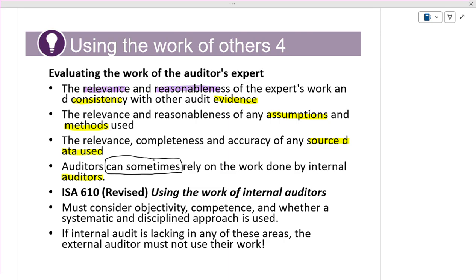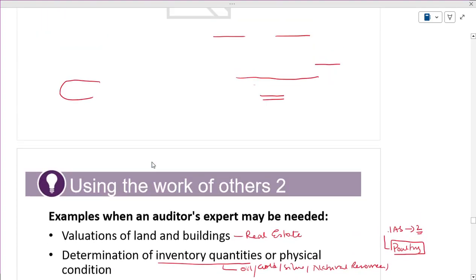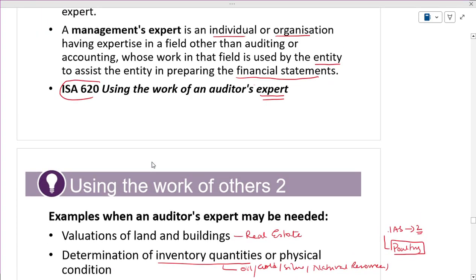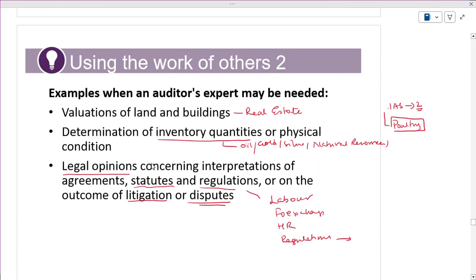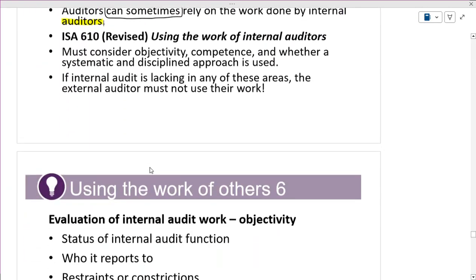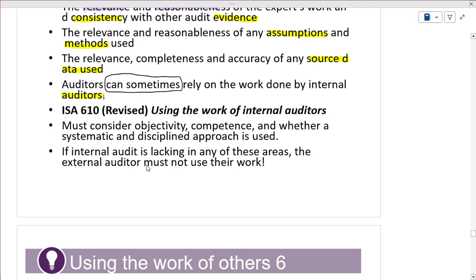Now, what we have done in the first case is with respect to 620, using the work of an audit expert. What is 610? It is revised, using the work of internal auditors. This is with respect to the internal auditor.